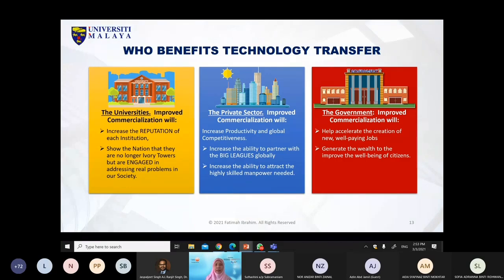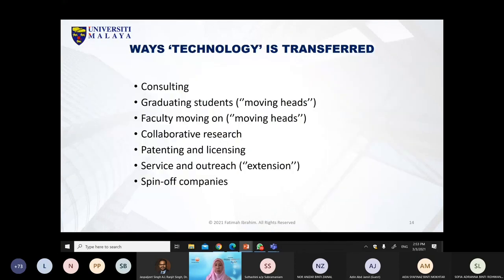For the private sector, if they keep improving commercialization, it will increase productivity and global competitiveness. This will increase the ability to partner with the big league globally and increase the ability to attract the high-skilled manpower needed. For the government, of course, it will help to accelerate job creation and well-paid jobs, generate wealth, improve the well-being of citizens, and increase our GDP.